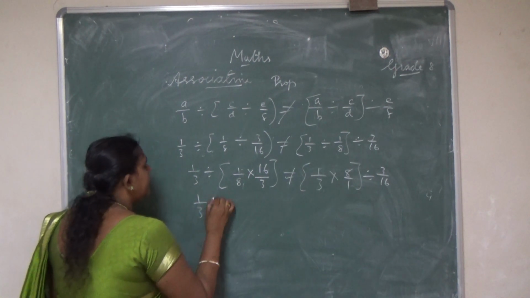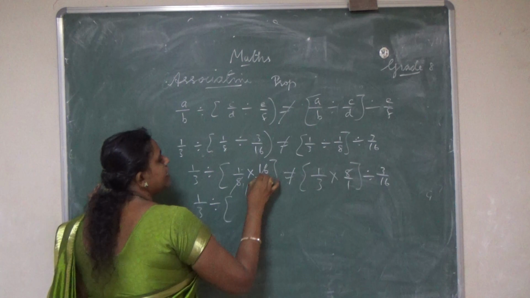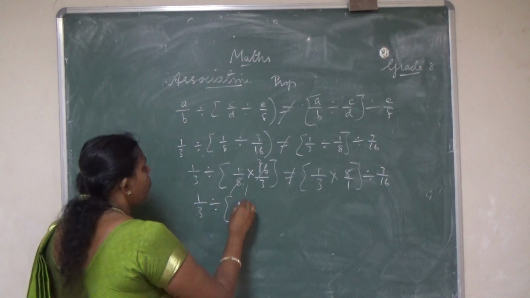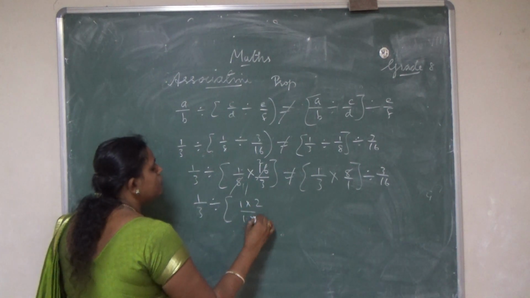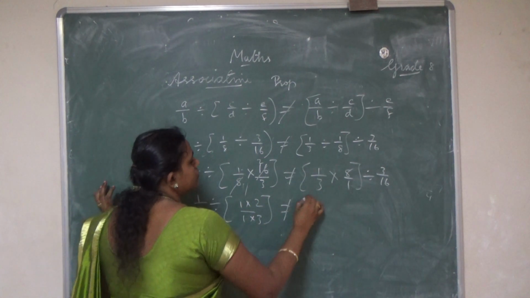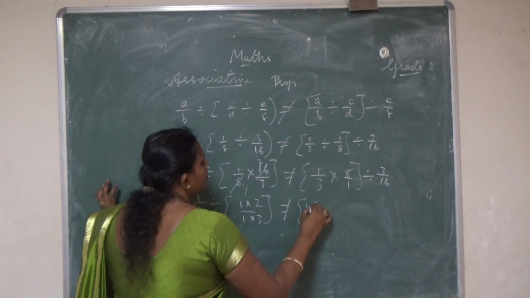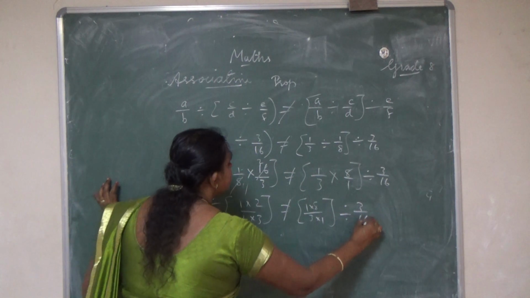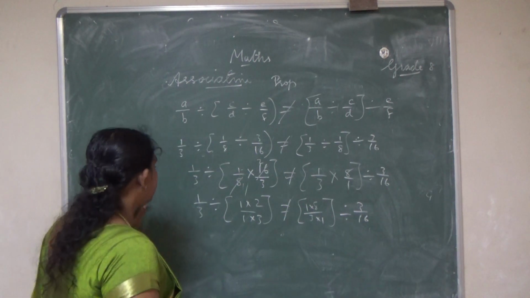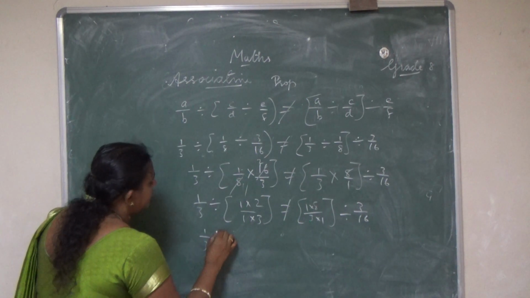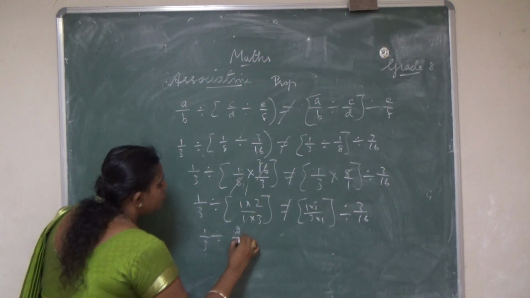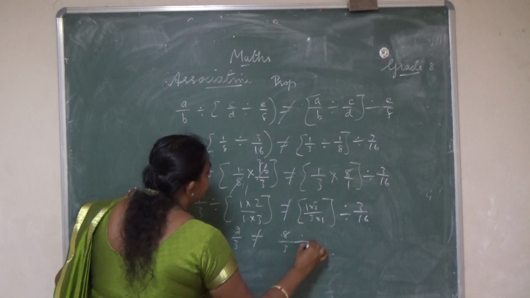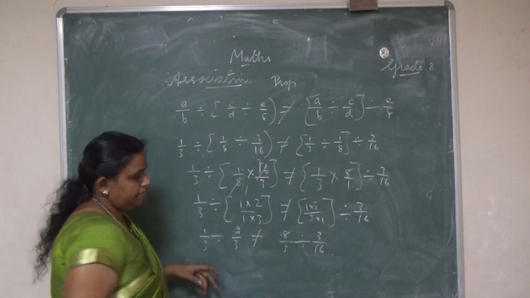1/3 divided by, see, 8 twos are 16, so can I cut this? Yes. So 1 into 2 over 1 into 3. That is not equal to, so I can't do anything, 1 into 8 over 3 into 1, divided by 3/16. Okay. Now next step: 1/3 divided by 1 into 2 is 2, 2/3, that is not equal to 8/3 divided by 3/16.